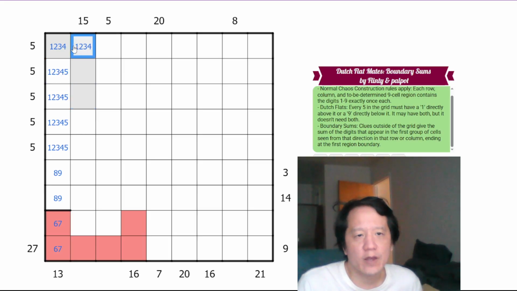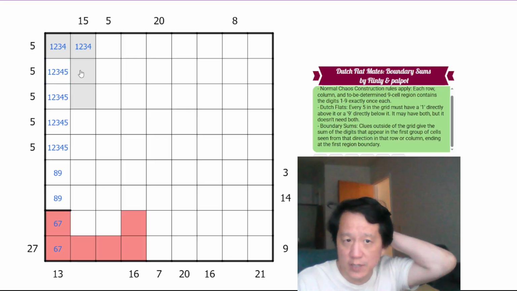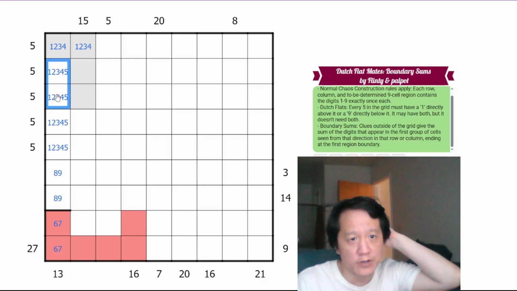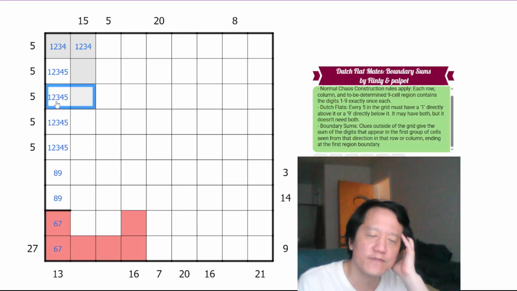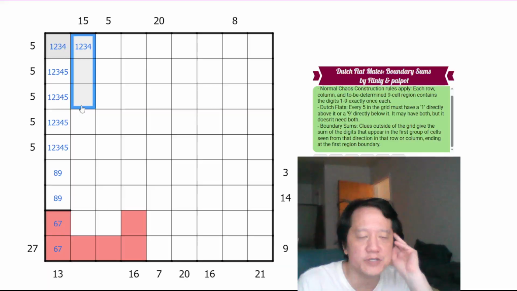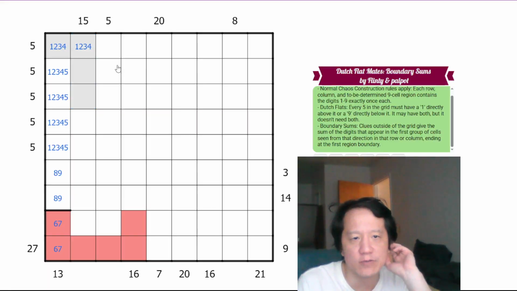Well, how does this work? Can you have a 5 here? That means it stops at that boundary, so then it would have to go down here, and then this would have to be 5 adding up to the region border. But we know this is necessarily part of that region.